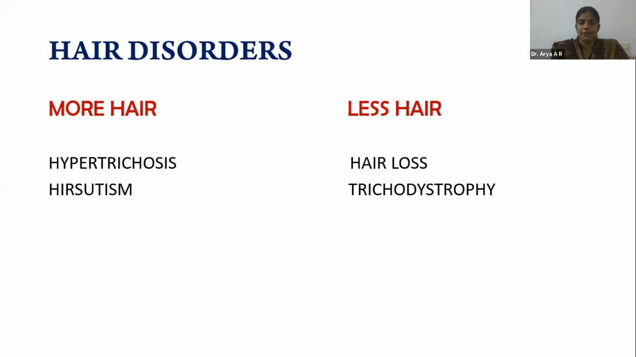Okay. So the first one is more hair. In the category of more hair, we have got two conditions. One is called hypertrichosis and the next one is called hirsutism. These are the two hair disorders in which we see more hair growth. So the first one is hypertrichosis and the next one is hirsutism.